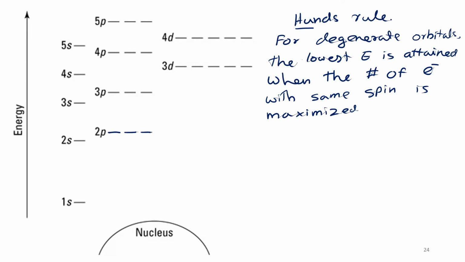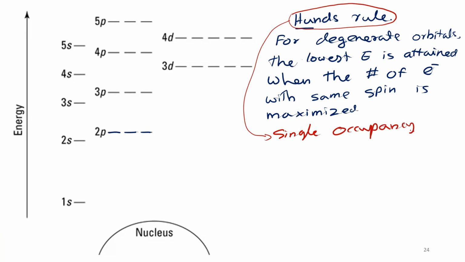The lowest energy, now everything in the universe pretty much likes to attain lowest energy, because having the lowest energy is very stable. So in order to have that, it is going to happen by maximizing the electrons with the same spins. In simpler words, we can call Hund's rule single occupancy. So that complicated statement, in simple words, we can say as single occupancy. What it means is that in order to have lowest energy, they are going to have the same spin.